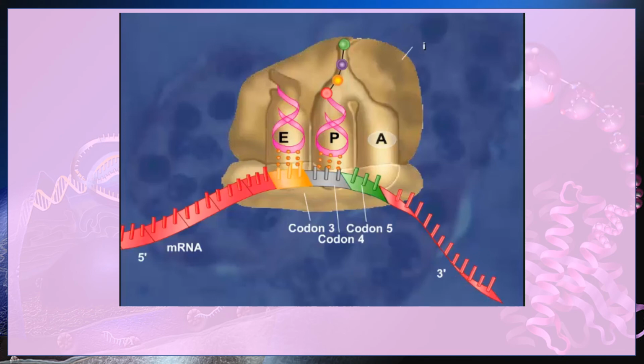The uncharged or empty tRNA in the E site then leaves the ribosome, and a cycle of chain elongation is completed. Through subsequent cycles of chain elongation, the polypeptide chain continues to elongate one amino acid at a time.